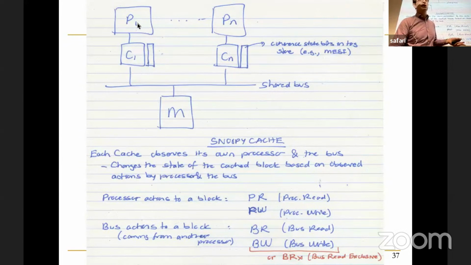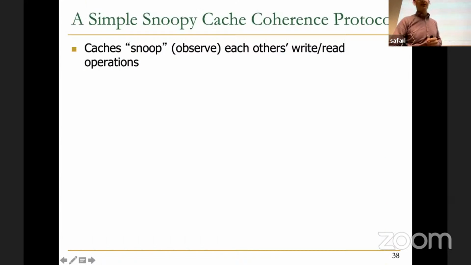Okay, so I'm going to use some examples that are similar to what we have looked at before, but this is what we're going to assume, right? You have processor 1, cache 1, there's some coherence metadata in each cache, and then there's a shared bus, and then there's a memory over here. As I said, each cache observes its own processor and the bus, and changes to the state of the cache block are based on the observed actions by the processor and the bus. So let's say the actions are going to be very similar. The processor is going to do either a read or a write to the block. And the bus actions to a block coming from another processor that you observe will be bus read and bus write. Bus write is also called bus read exclusive, as we have discussed, right?